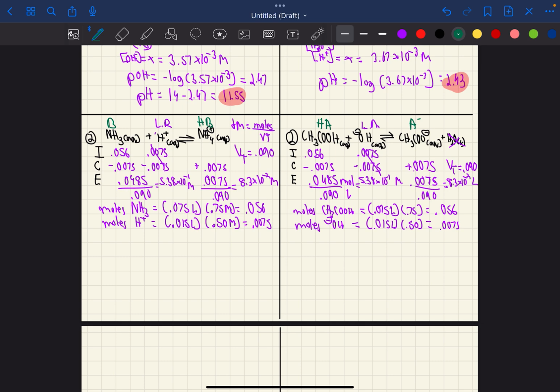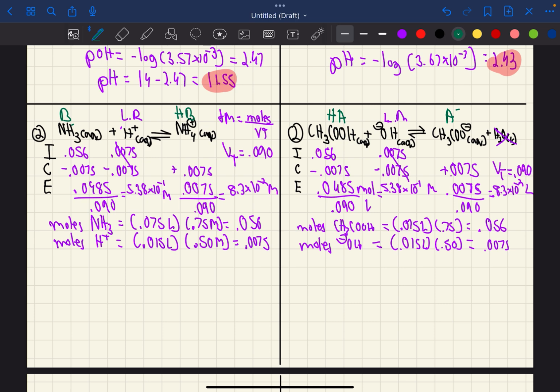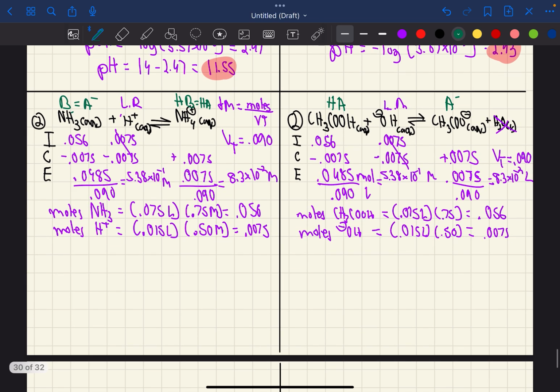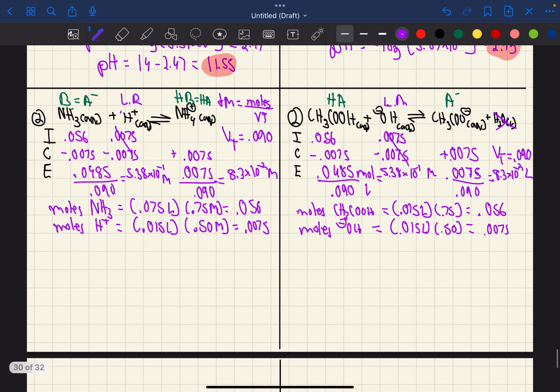Now, the distinction you need to make is you can give B and A and HB and HA, whatever works for you. But another way of thinking about it is you can think of B as A minus, and you can think of HB as HA, just to make your life a little bit easier to see the differences. And you'll see why in one second why that matters. So let's keep going. Now you have your concentration of both your acid and your conjugates, and both your base and your acids as well. I hope that's clear. What matters is that you found your concentrations.